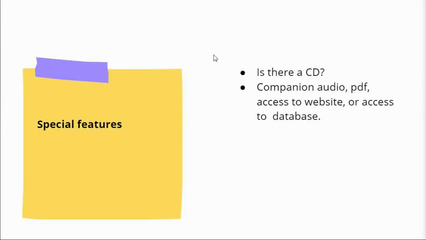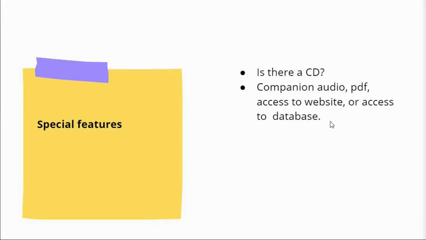Okay, so in a book or a research material, one thing that pushes a librarian to buy that material is what is the added or free materials that come with the bought resources. So is there a CD? Is there a companion audio, PDF, or links that will access to a website or access to a database? So these access or free access to electronic resources, documentations or training, and also customer support.